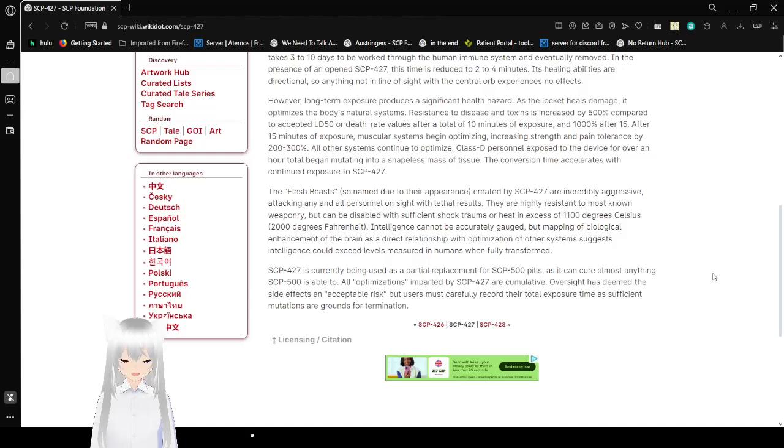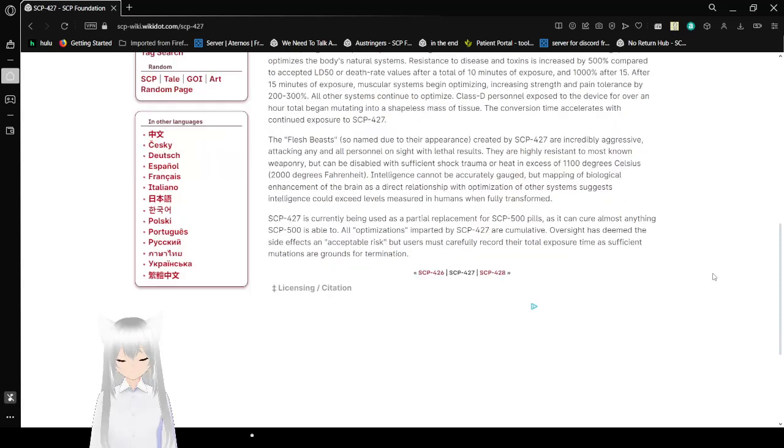The flesh beasts, so named due to their appearance, created by SCP-427, are incredibly aggressive, attacking any and all personnel on site with lethal results. They are highly resistant to most known weaponry, but can be disabled with sufficient shock treatment or heat in excess of 1100 degrees Celsius, or 2000 degrees Fahrenheit. Intelligence cannot be accurately gauged, but mapping of biological enhancement of the brain has a direct relationship with optimization of our system, which suggests intelligence could exceed levels measured in humans when fully transformed.